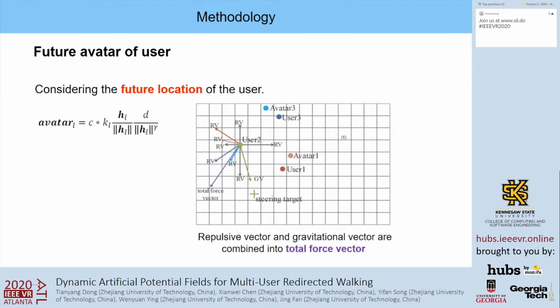Each user in the physical space is in a state of constant motion. By considering the future location of the user, it can push other users away from that location and help reduce the occurrence of collisions. We can predict the future position 1 meter away from the current position as the user's avatar. The avatar will also generate force on other users, but it will be reduced.